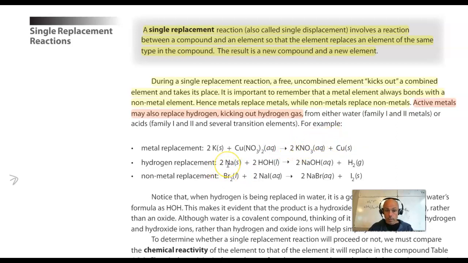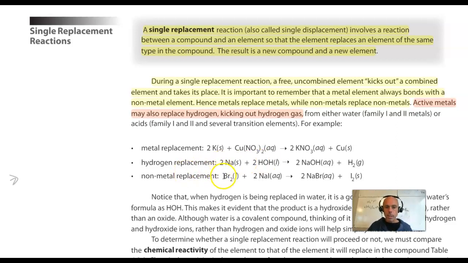In this next one, we see a metal, sodium, reacting with HOH. That's actually water. But if we think of water as HOH instead of H2O, and think of the one hydrogen as being a cation in water, this can then be a single replacement reaction where sodium replaces the hydrogen cation in water, forming sodium hydroxide and hydrogen gas.